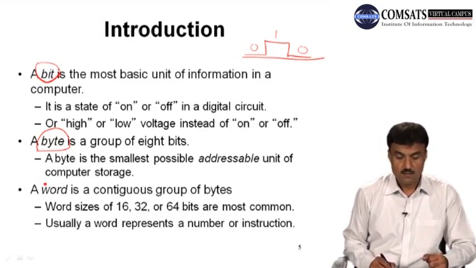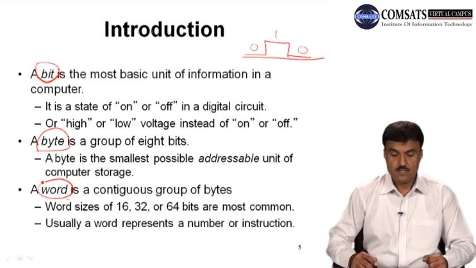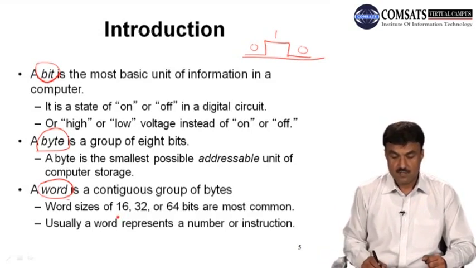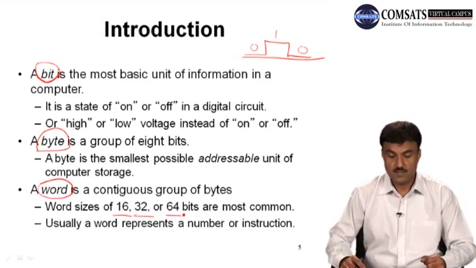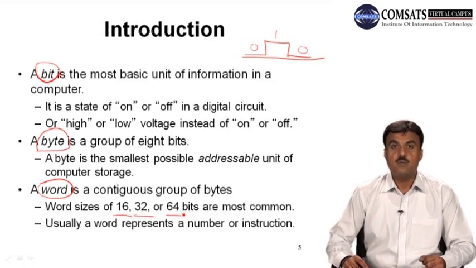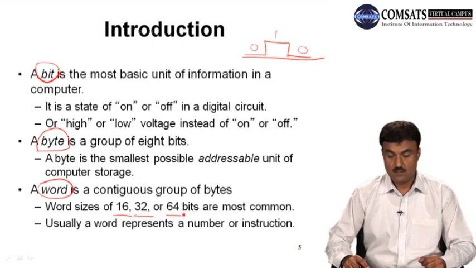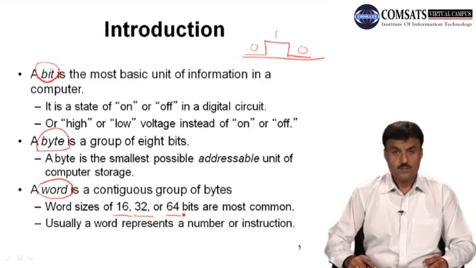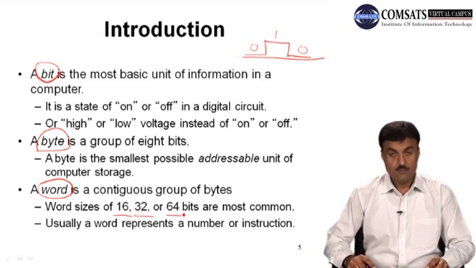The third term is a word. A word is a contiguous group of bytes. So a word can be 2 bytes, 3 bytes, 4 bytes, whatsoever. The word sizes can be 16 bits, 32 bits, or 64 bits. These are the most common word sizes that are being considered nowadays, either in the architecture or in the programming language. And usually a word represents a number or instruction.